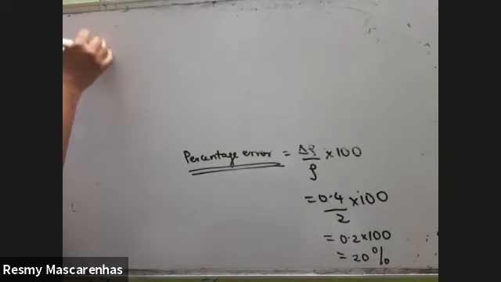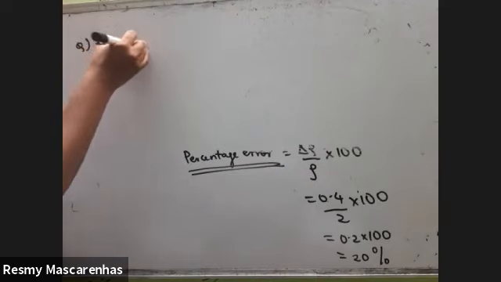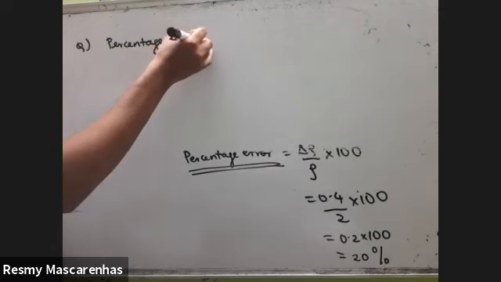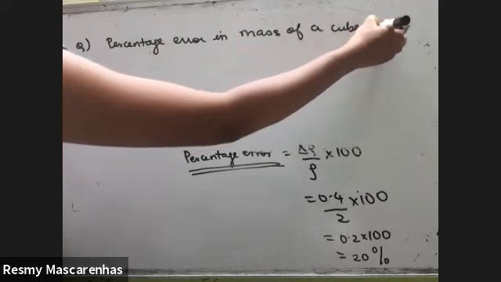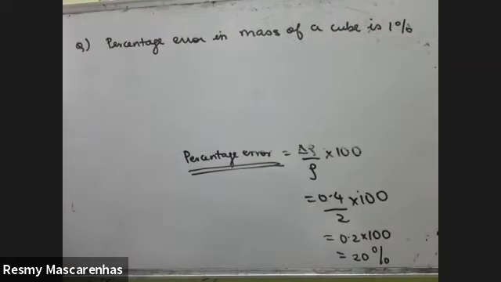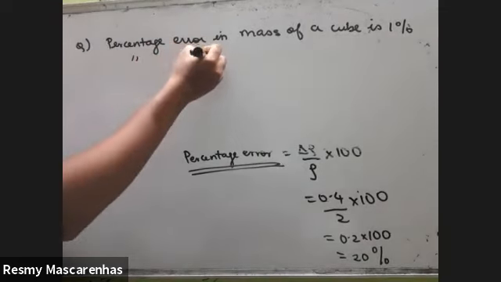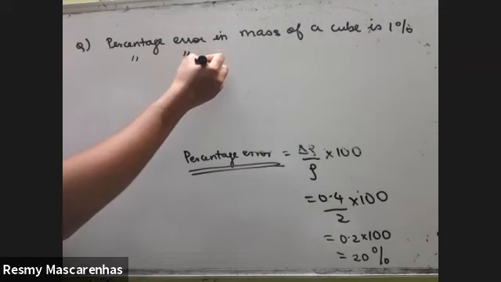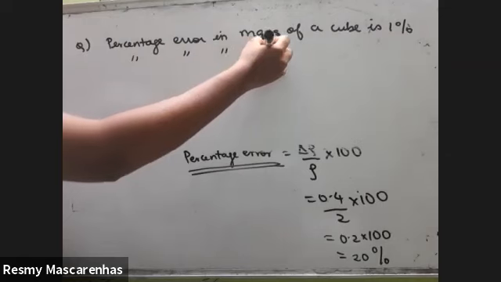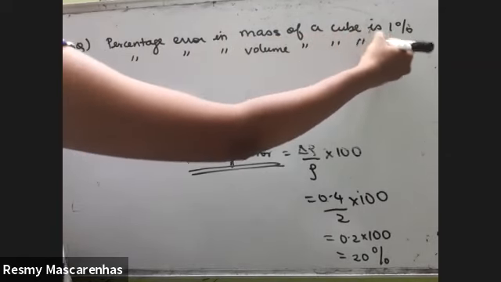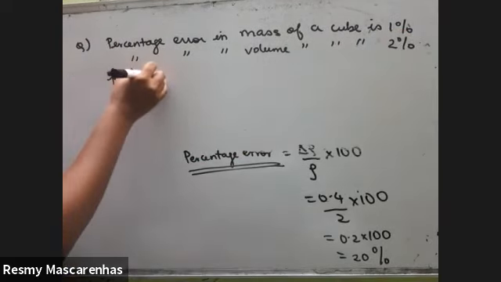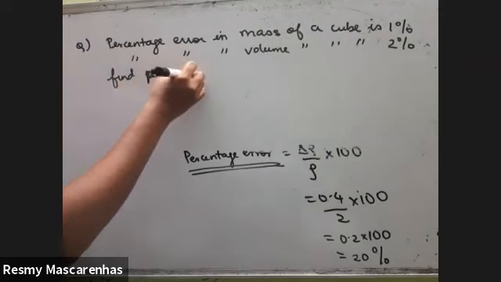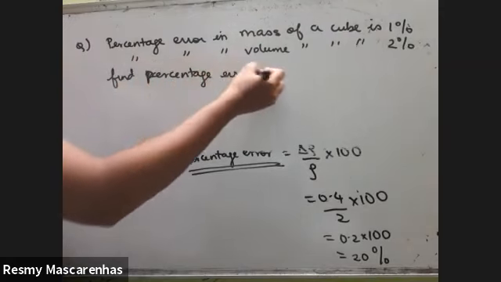Now slightly different type. Percentage error in mass of a cube is 1%. Same way percentage error in volume of a cube is 2%. Find percentage error in density.